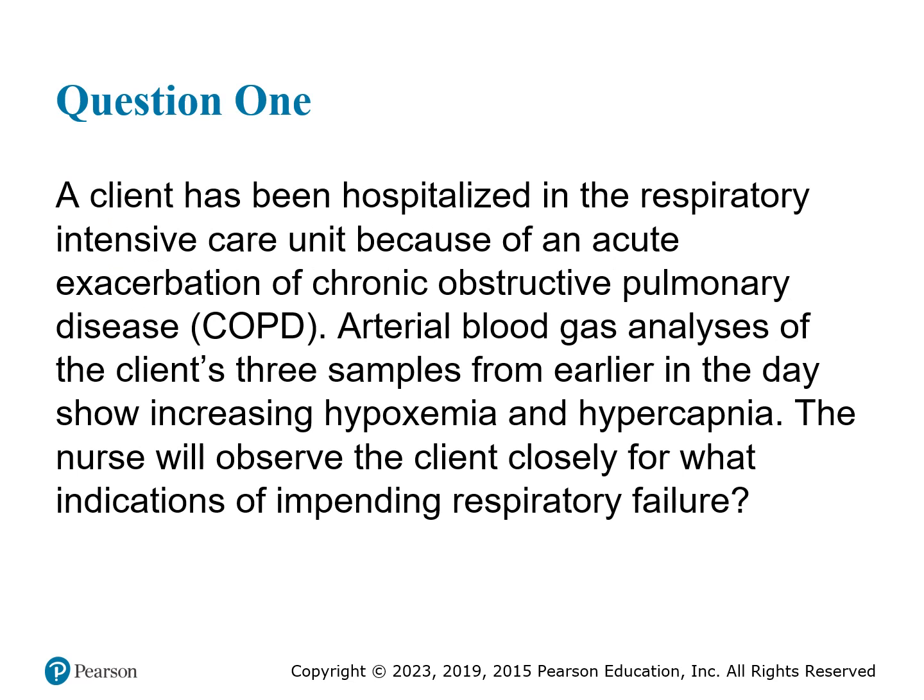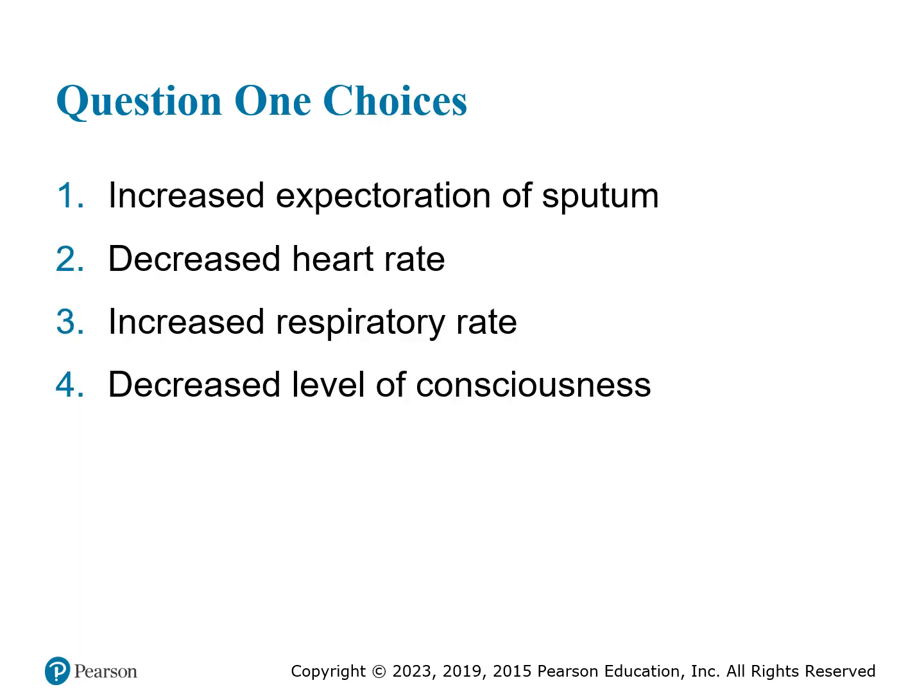Now we have some practice questions for you. Question 1. A client has been hospitalized in the respiratory intensive care unit because of an acute exacerbation of chronic obstructive pulmonary disease, or COPD. Arterial blood gas analysis of the client's 3 samples from earlier in the day shows increasing hypoxemia and hypercapnia. The nurse will observe the client closely for what indications of impending respiratory failure?